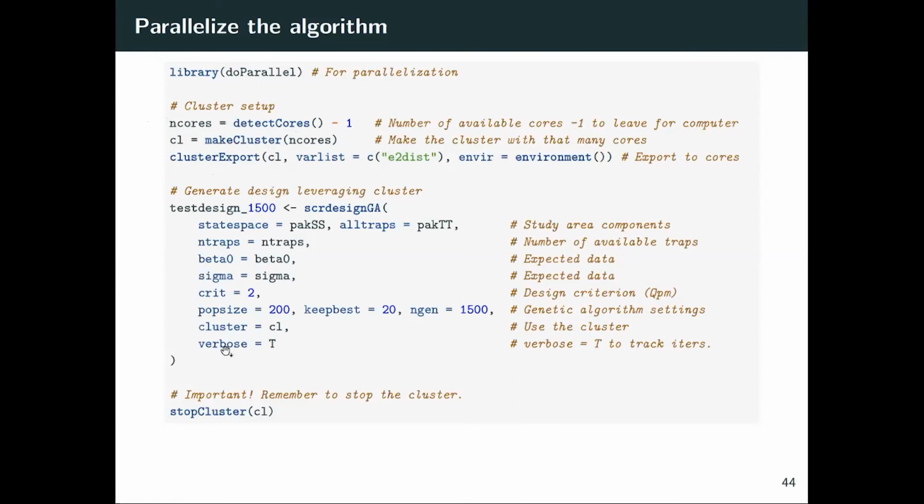And then we just start running the design by supplying that cluster right to the function there with cluster equals CL. That will run, and with verbose equals true, it should spit out which generation it's on. So let's say, generation 1, generation 2, it'll spit out the value of the criterion as well for each generation. But essentially, once you supply it that cluster, that output should start running off really fast.